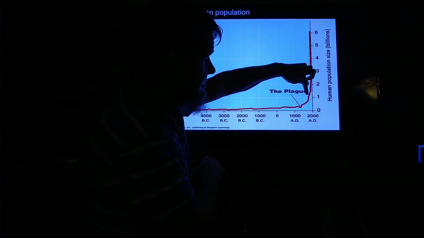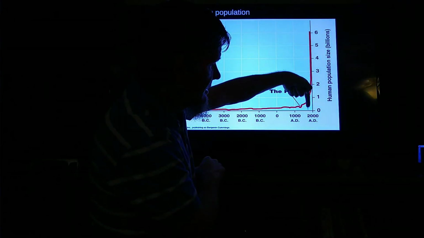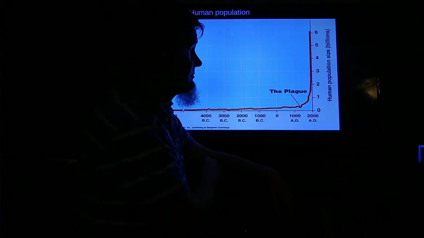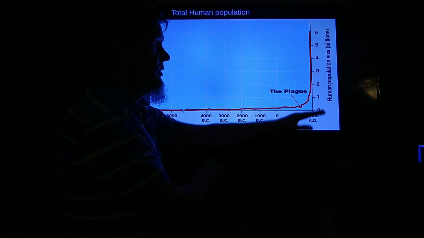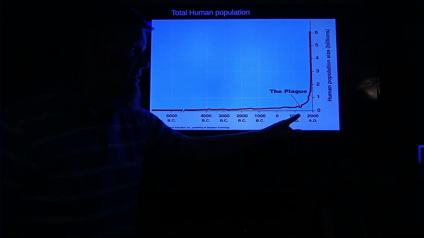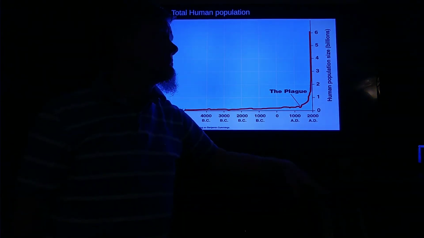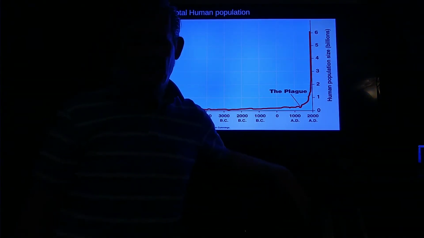We didn't cross 1 billion people until about 1900. And this stops 20 years ago in 2000. It stops at 6 billion people, and we've got another 1.5 billion after that.